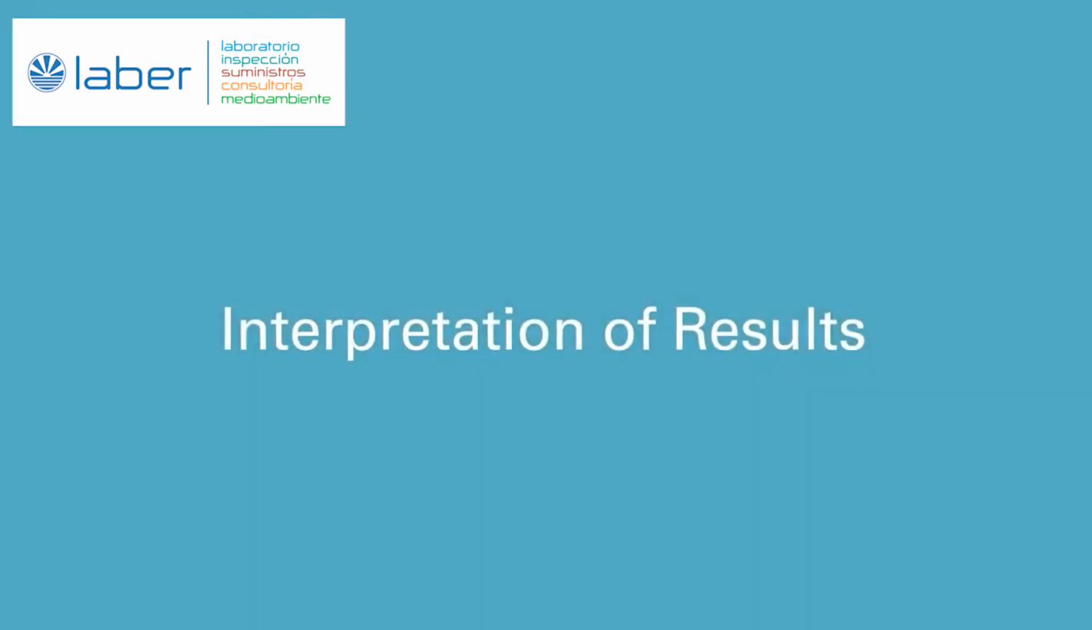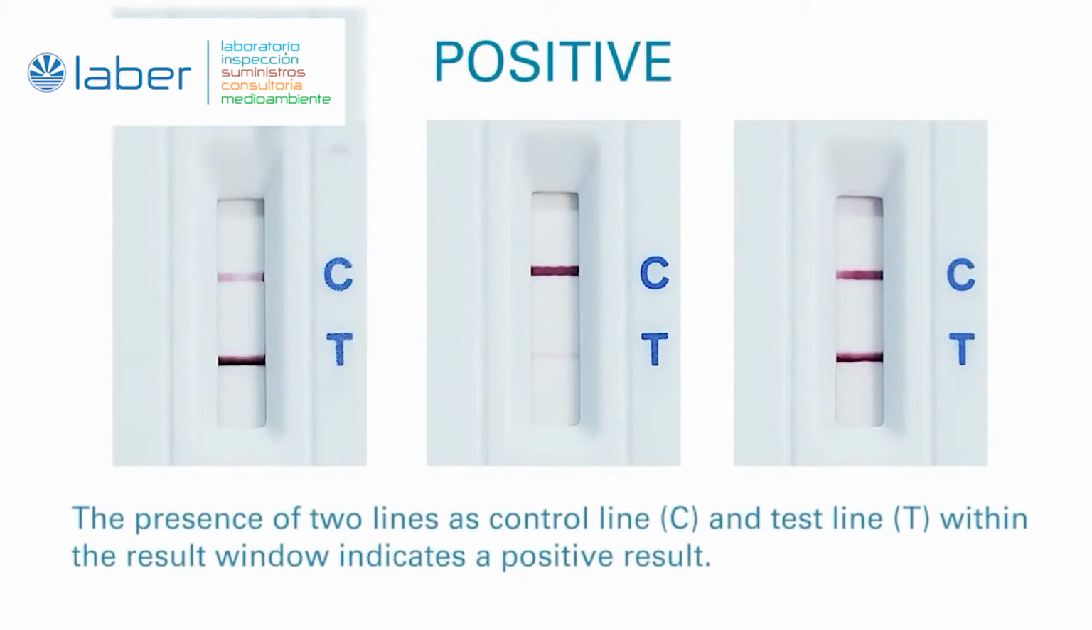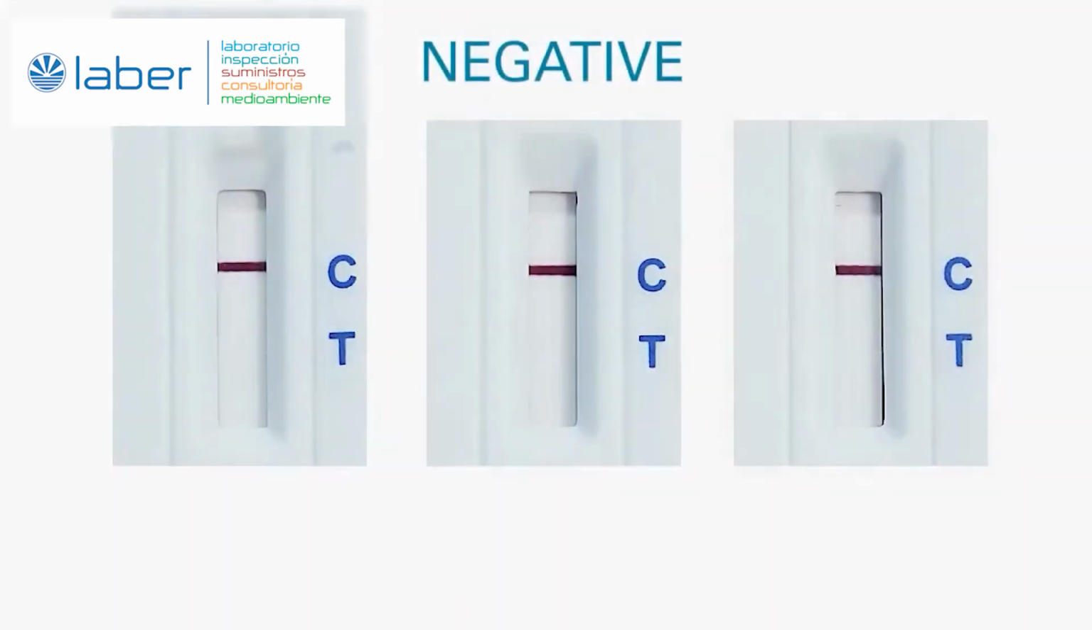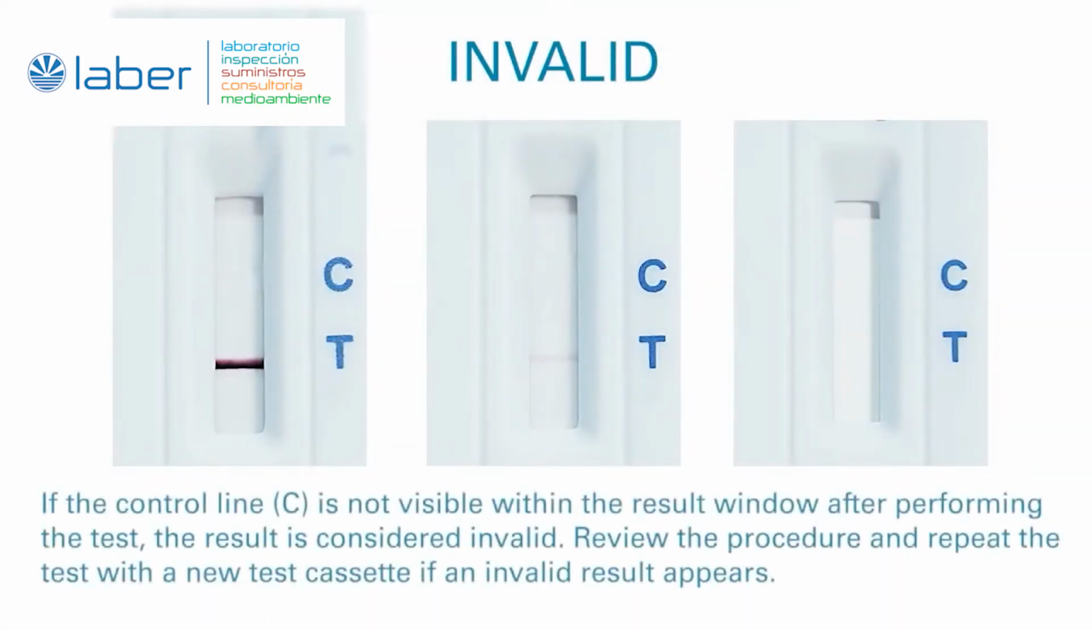Interpretation of results. A positive result is indicated by the presence of both control line, C, and test line, T, within the test window. A negative result is indicated by the presence of only the control line within the result window. If the control line is not visible within the result window after performing the test, the result is considered invalid. Review the procedure and repeat the test with a new test cassette if an invalid result appears.